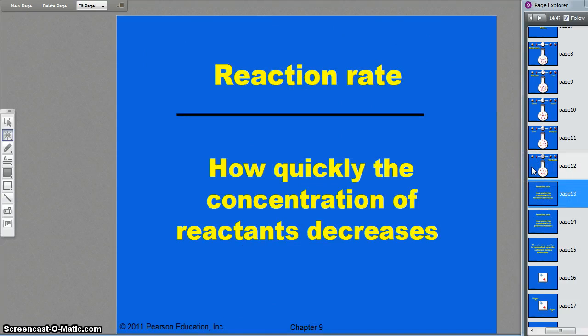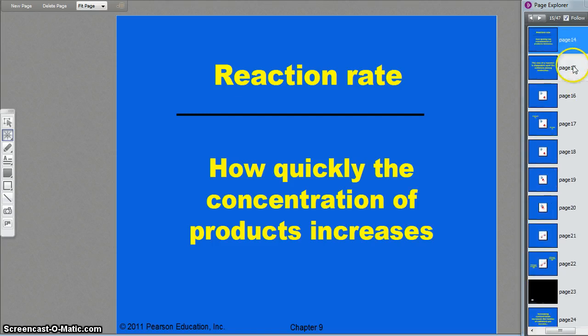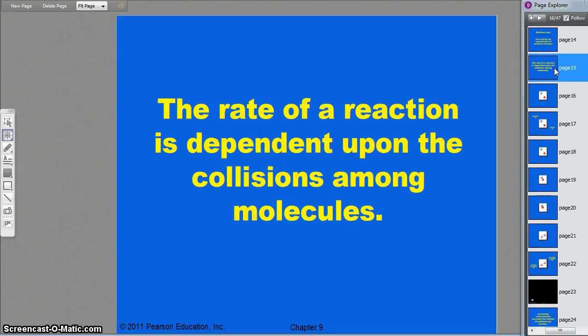Okay, so our reaction rate is the speed of the reaction. It tells how quickly the concentration of reactants decreases. It also tells how quickly the concentration of the products increases. The rate of a reaction is going to depend upon the collisions among the molecules. These molecules have to actually hit each other to be able to grab onto each other. Think about it like a game of bumper cars. If the cars miss each other, there's no reaction. They have to actually hit each other to react.